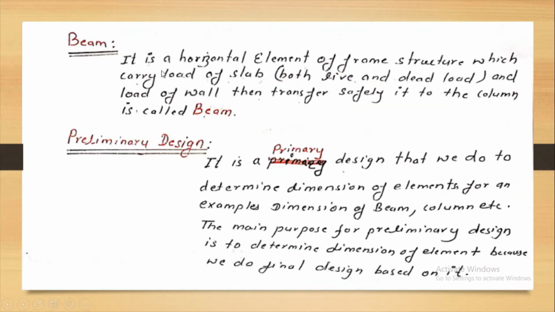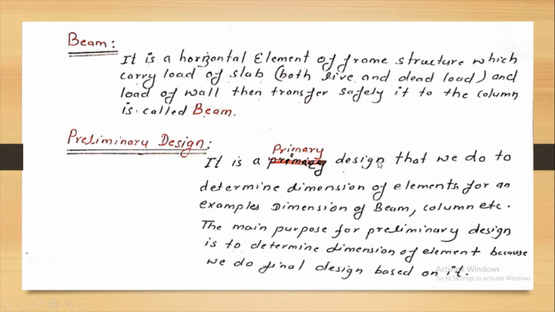What is a beam? It is a simple horizontal element of a frame structure which carries the load of the slab, both live load, dead load, floor finishing load, and the load of walls, and then transfers all the loads safely to the columns. This is called a beam.